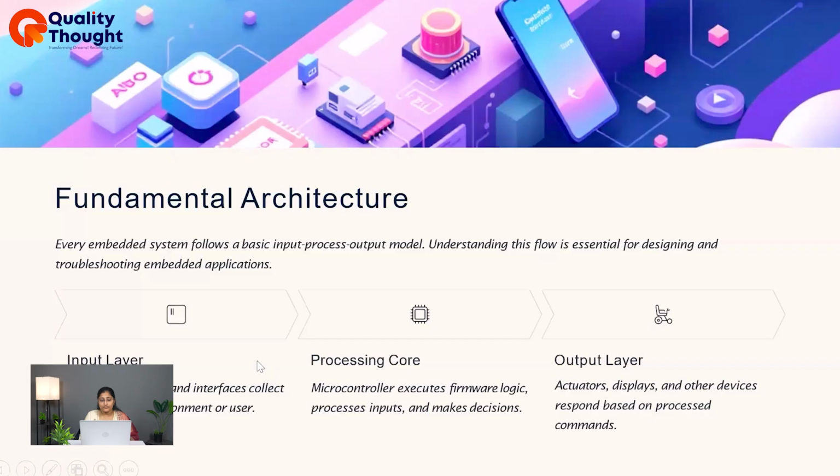Coming to the fundamental architecture, we have input, then the processing core, then output. For input, if you want to sense temperature, the temperature sensor is the input. For the processor, you can take the Arduino Uno, a little bit of processor that is very cheap. These are the things.